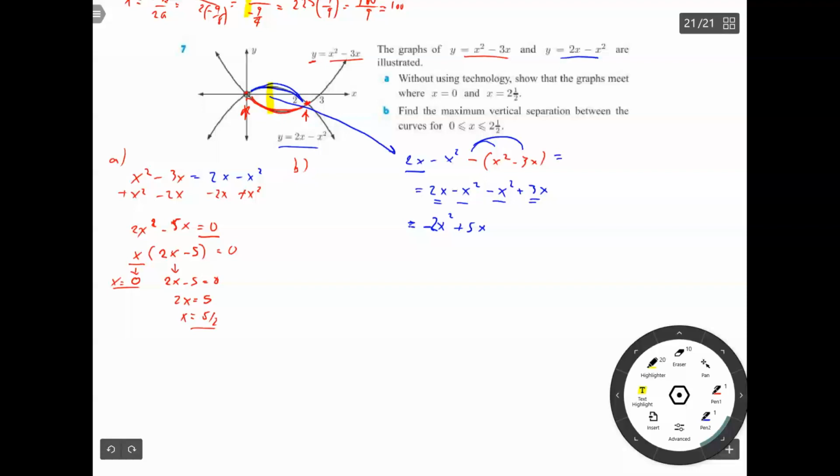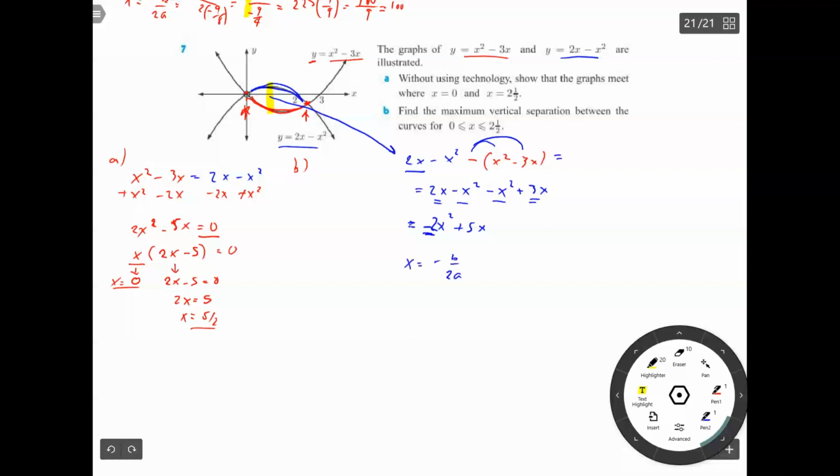So I got this. So when is this maximum? Well, I don't know if they don't want us to use the technology for part B, but remember that this is an upside down parabola because a equals -2, right? And so to find the x value which makes this quantity the largest, all we need to do is find x equals -b over 2a.